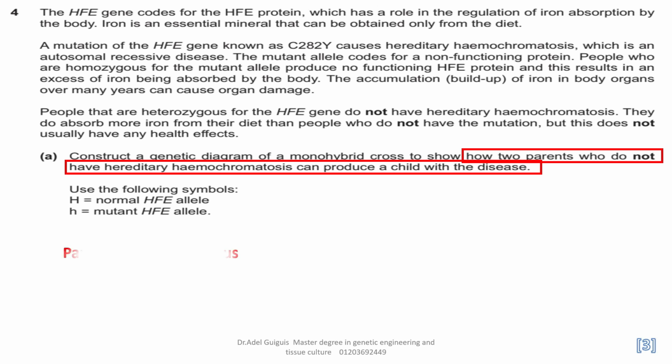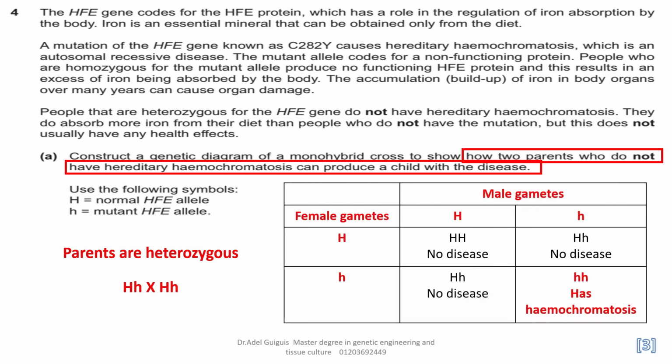Okay, now the parents are heterozygous. I mean H capital H small versus H capital H small. We can construct a Punnett square like this one. For male gametes, the male can produce two types of sperm. One type contains H capital, the other type contains the H small allele. For female gametes, the ova of the wife or the mother produce two types of gametes, H capital and H small.